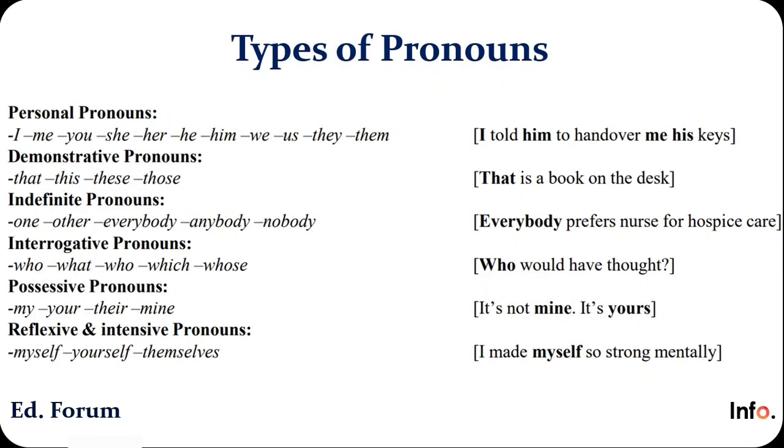Now there are types of pronouns. Have a look at them. Personal pronouns: I, me, you, she. If there's she, of course there will be her, okay? He, him, we, us, they, them. I told him to hand over me his keys. There are so many pronouns in this world and they make our language concise, right?